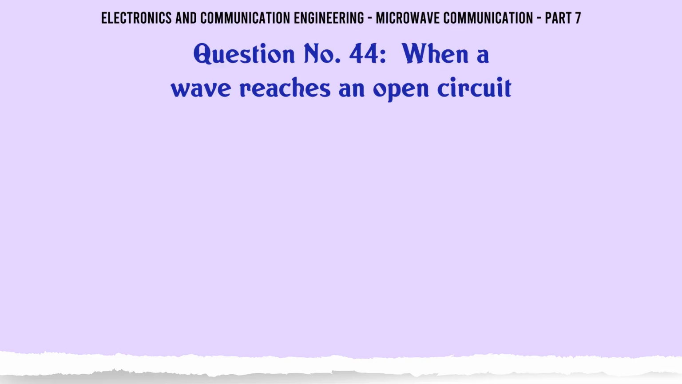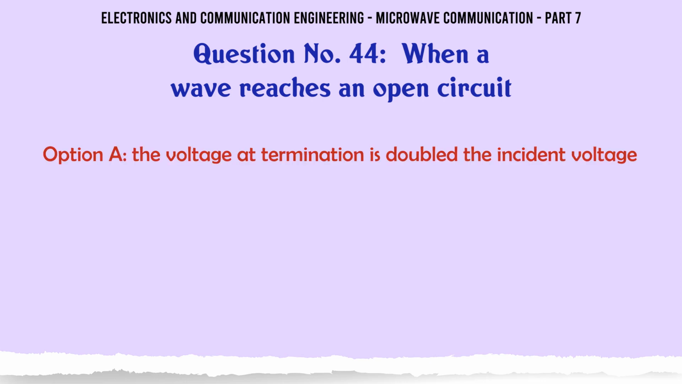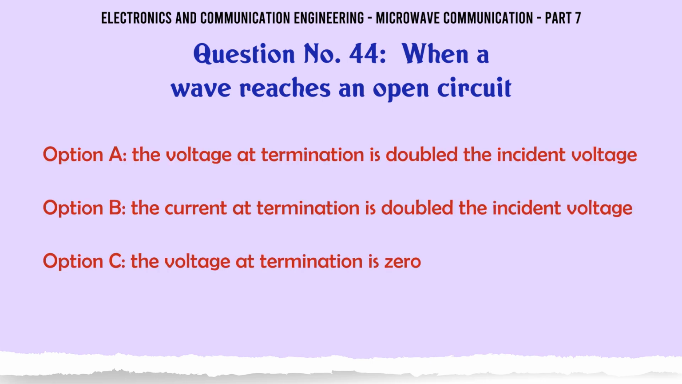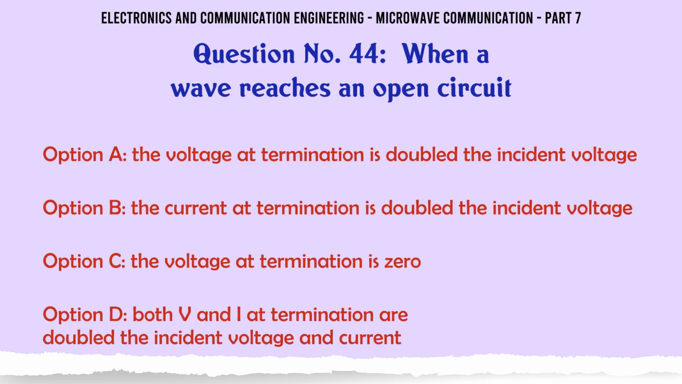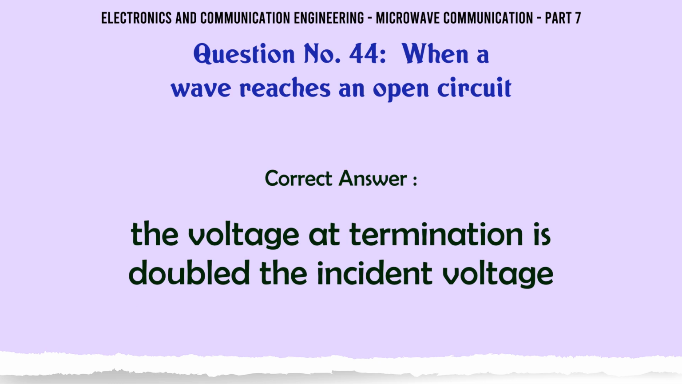When a wave reaches an open circuit, A. The voltage at termination is doubled the incident voltage. B. The current at termination is doubled the incident voltage. C. The voltage at termination is 0. D. Both V and I at termination are doubled the incident voltage and current. The correct answer is the voltage at termination is doubled the incident voltage.